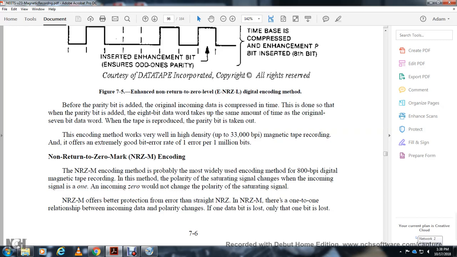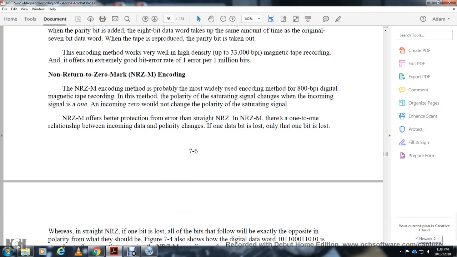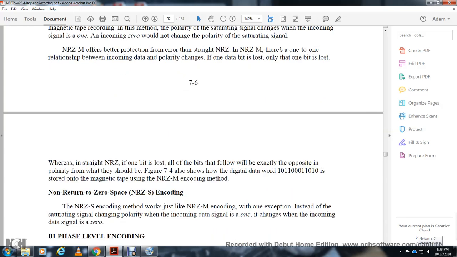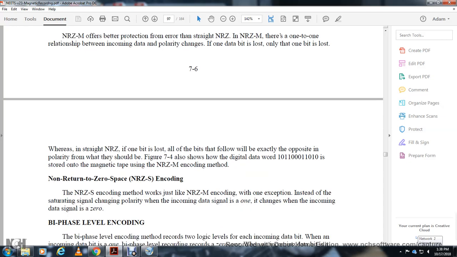If one data bit is lost, only one bit is lost. With non-return to zero, if one bit is lost, all the bits in the file have exactly the opposite polarity from what they should be. Figure 7 shows the digital data word of ones and zeros stored on the magnetic tape with the non-return to zero mark encoding method.